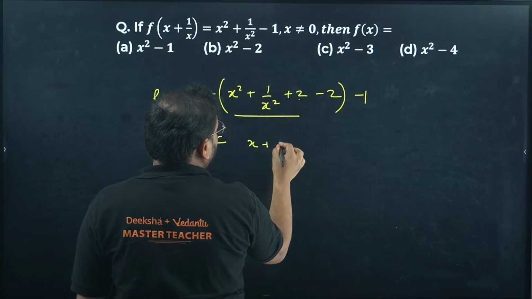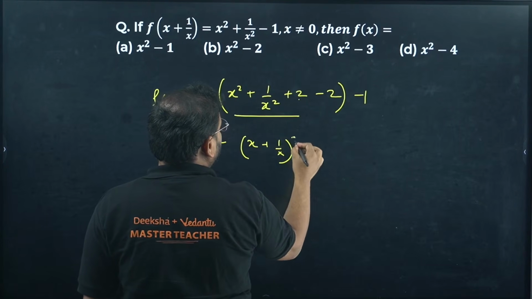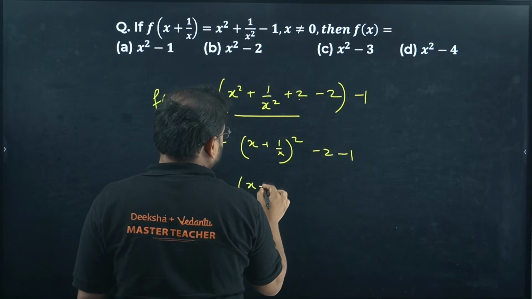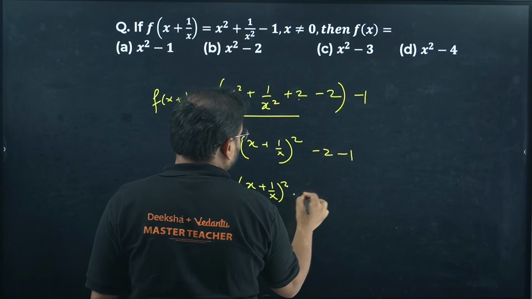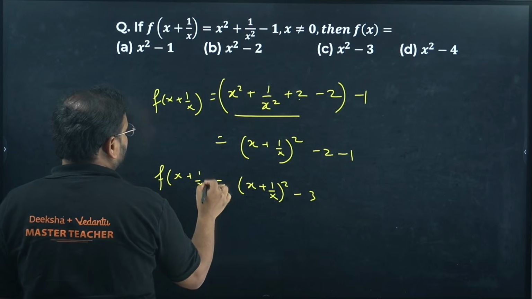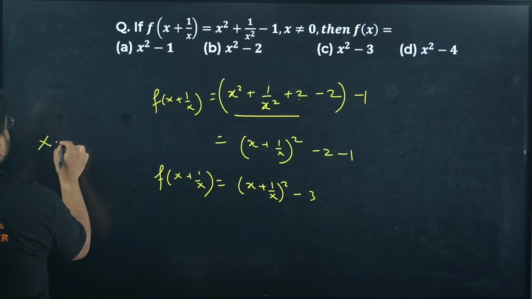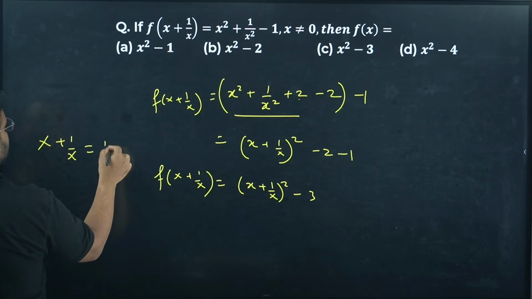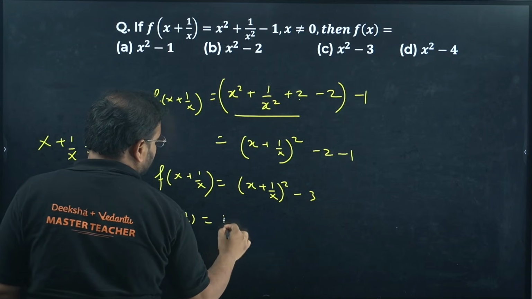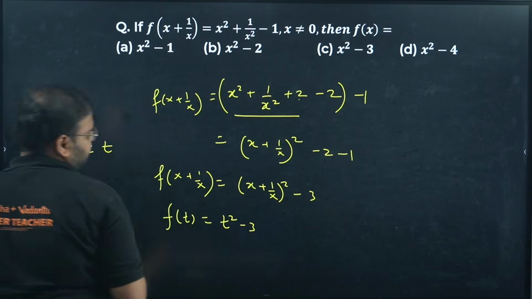So x plus 1 by x the whole square, this minus 2 as it is, and minus 1. I'm getting here x plus 1 by x the whole square minus 3. And this is f of x plus 1 by x. Take x plus 1 by x as t. Replace it. You'll get f of t equals t square minus 3.